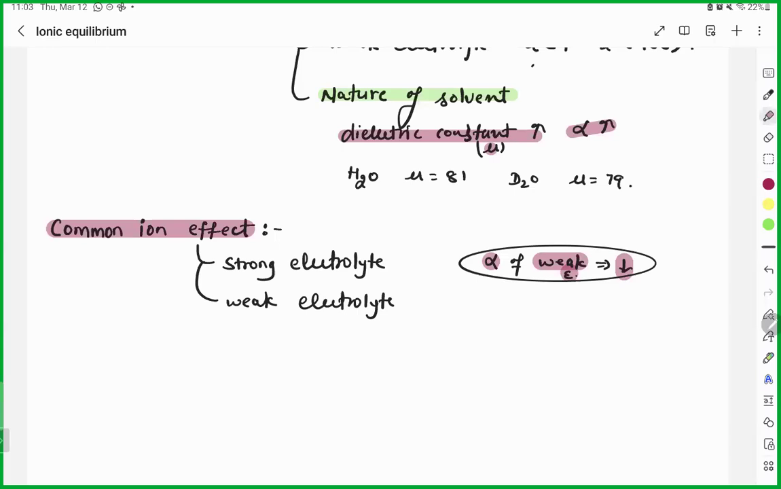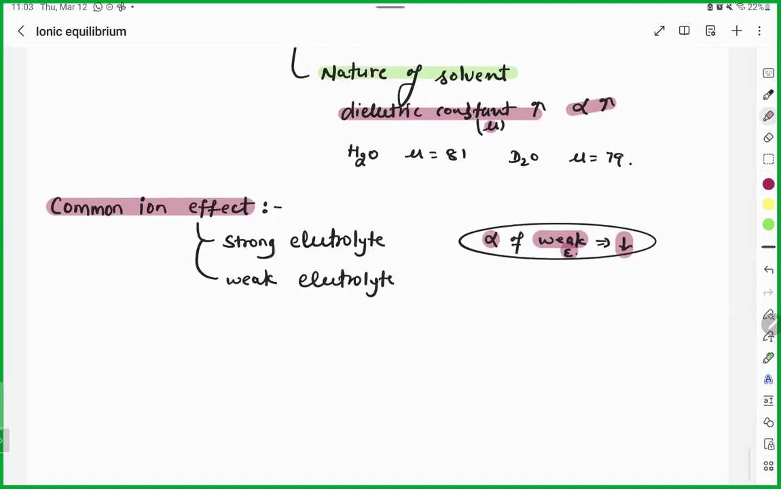Can you repeat? If a strong electrolyte and a weak electrolyte have a common ion, then the degree of dissociation of the weak electrolyte will decrease. That is the simplest common ion effect.